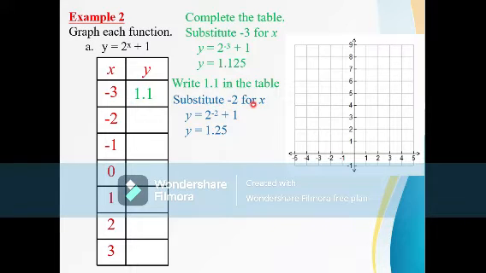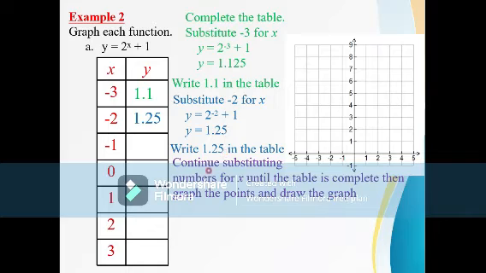Substitute negative 2 for x. y is equal to 2 to the power of negative 2 plus 1. 2 to the power of negative 2 is the same as 1 over 2 squared, so that is 1/4, which is 0.25. Then plus 1, that's 1.25. Write 1.25 in the table. Next, continue substituting numbers for x until the table is complete. Then graph the points and draw the graph.